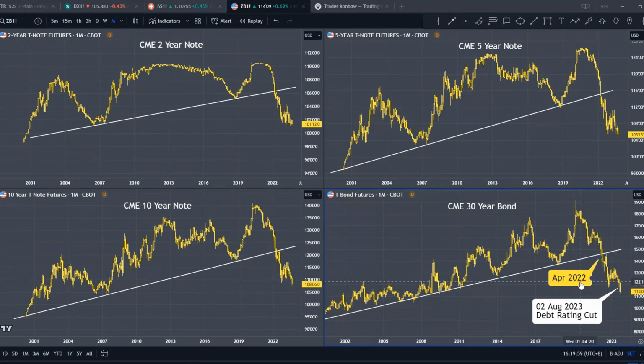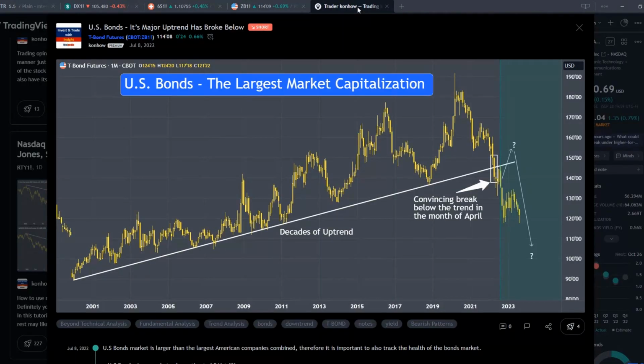Before Fitch downgraded the US bonds from triple A to double A plus on the 2nd of August this year, we had discussed this in April 2022, and we did a projection in our tutorial back then, on the 8th of July last year. We discussed that the good times for bonds, that was last year, seem to be over because it broke below this downtrend line. So it froze here on 8th of July 2022. That was our expectation.